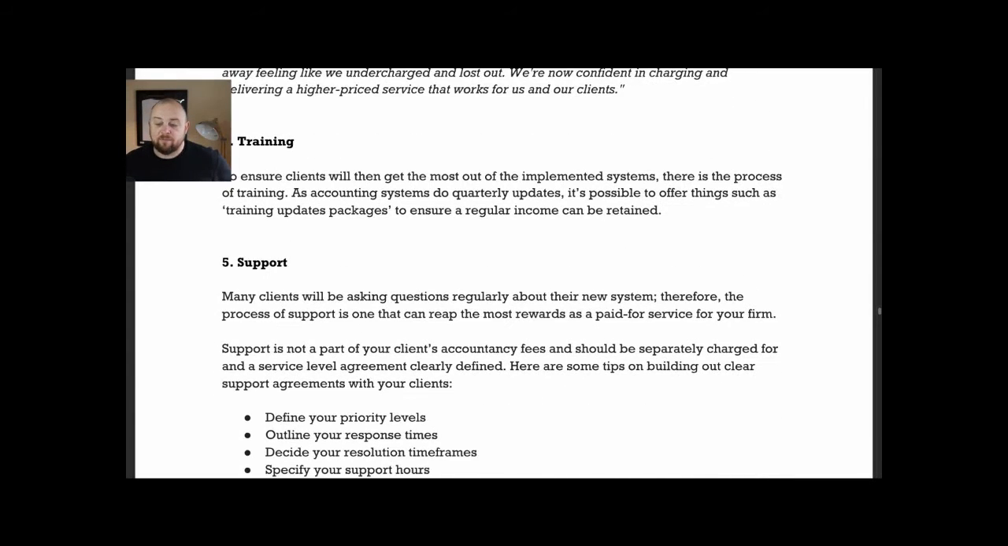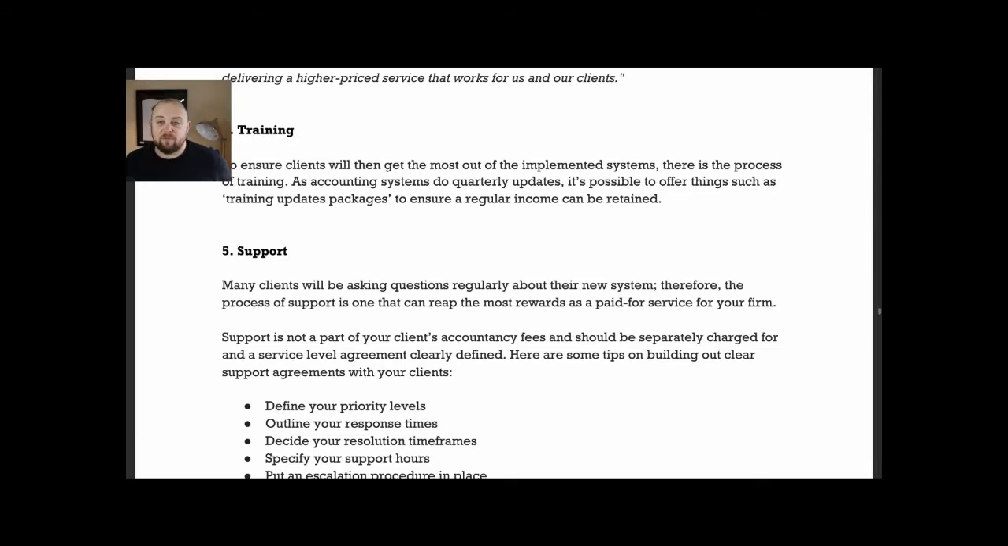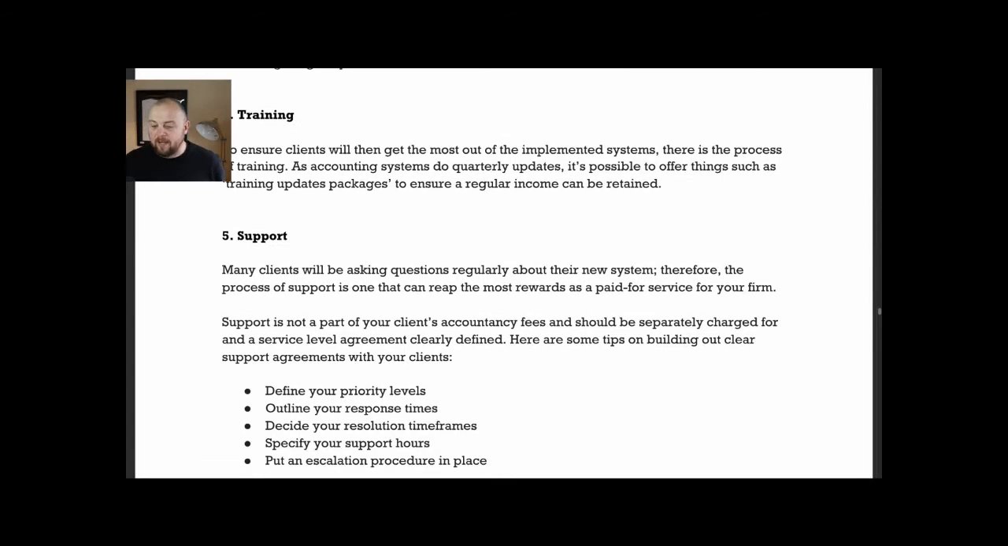And support. Essentially, we should have a service level agreement. We should be agreeing what we're supporting. We should have a definition of the priority levels for any tickets that are raised, support queries, what the response times are, what the resolution timeframes are, the support hours, escalation procedures, etc., etc. So support does need to be considered as well.